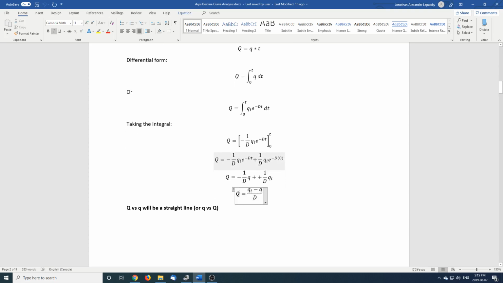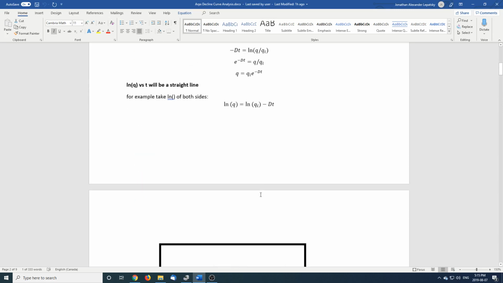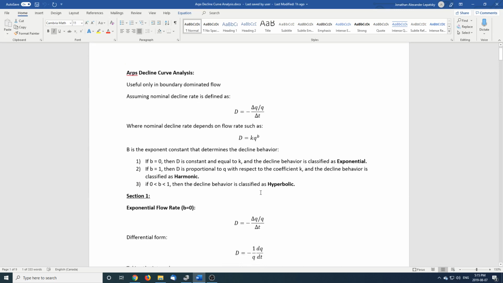So this is the cumulative flow, like the total amount that has flown is related directly to the initial flow rate minus the current flow rate divided by your nominal decline rate.